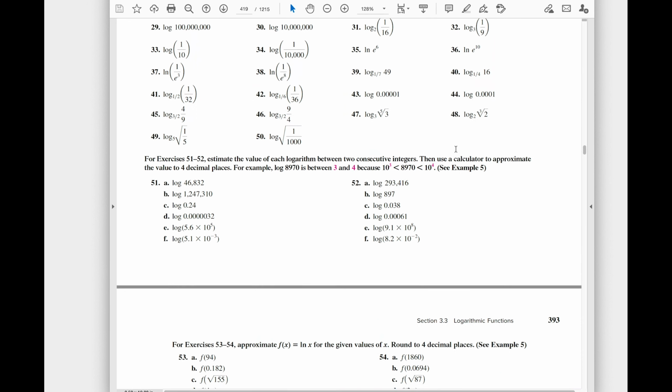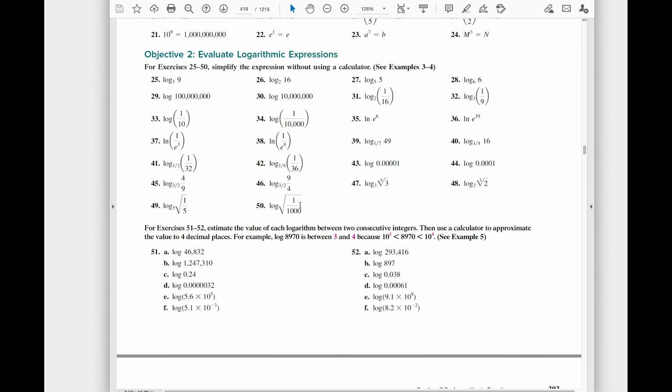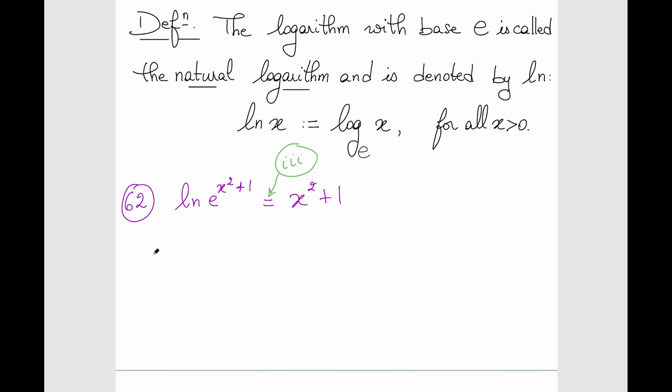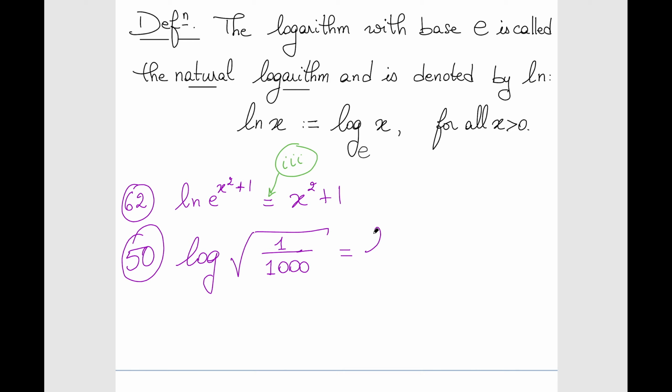Those previous problems are very much the same. Let's do one of them. Let's go for 50. Log without any base means a common log. So log base 10 of the square root of 1 over 1,000. This is number 50. Like we used to do above, this is log base 10 of 1 over 1,000 raised to the power half, because this radical, the index is 2, means to the power half.